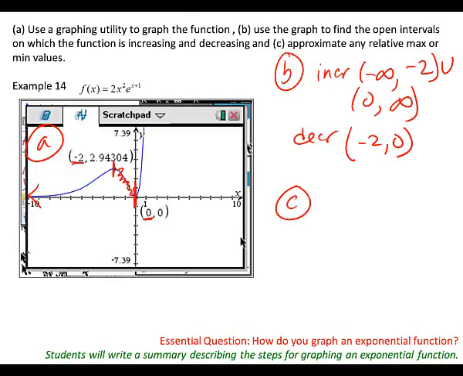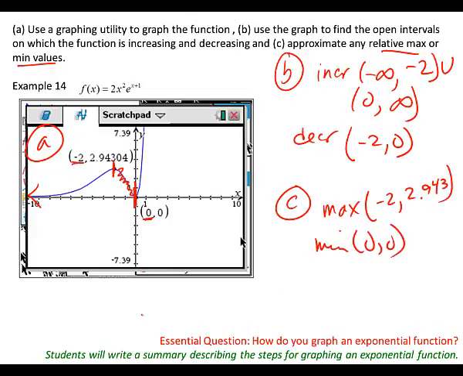All right. Then we need to talk about maxes and mins. So basically we're going to read the numbers off the graph. The max was -2, 2.943, and the min was 0, 0.